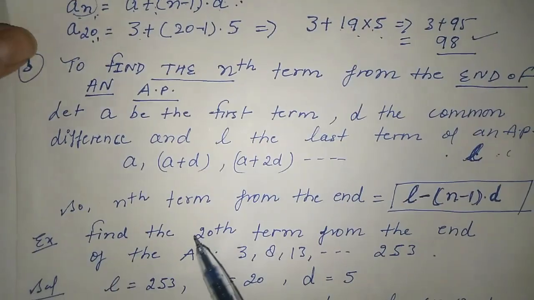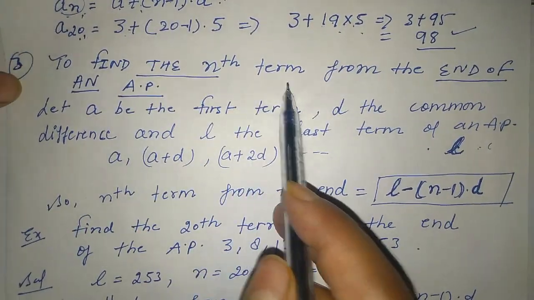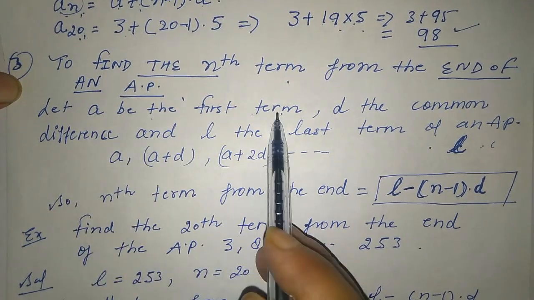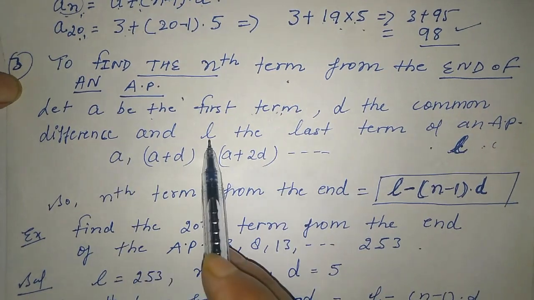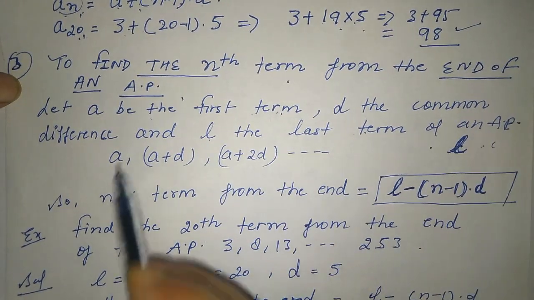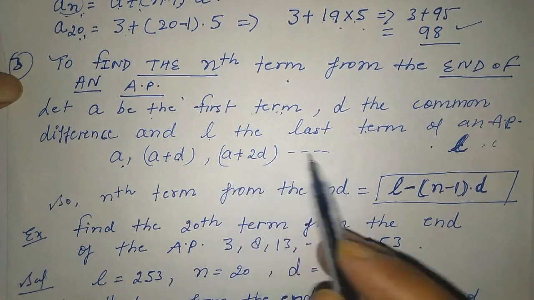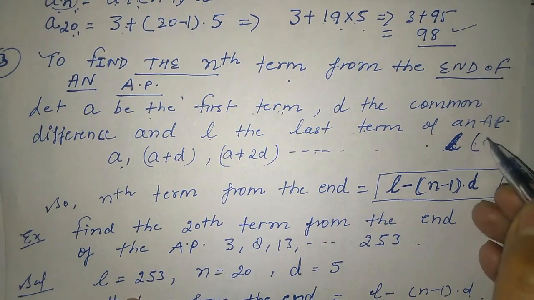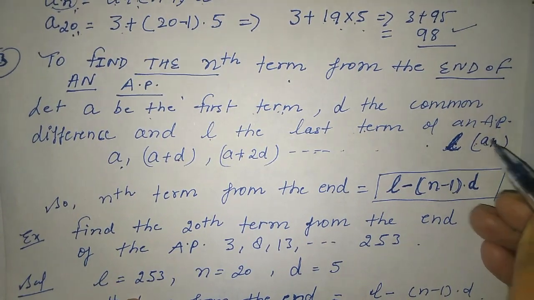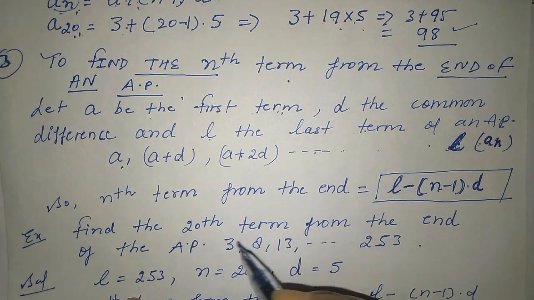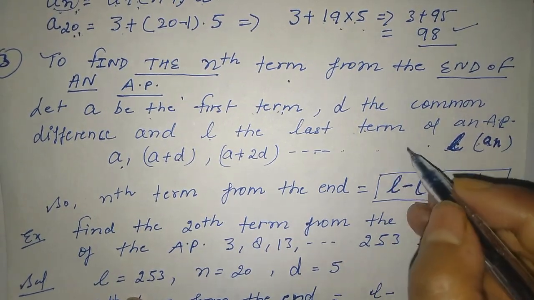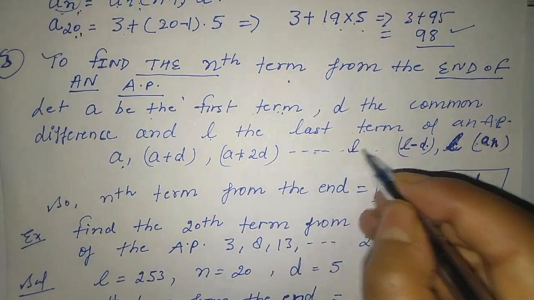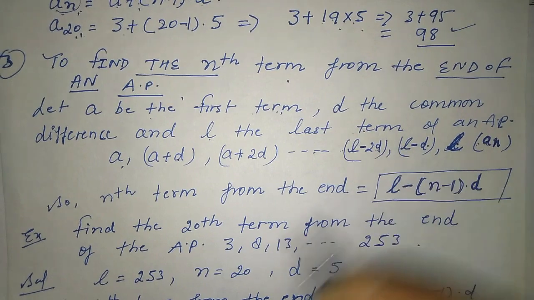One more formula we are getting, to find the nth term from the end of an AP. Suppose let a be the first term, d the common difference, and l the last term of an AP. So this is a, a plus d, a plus 2d and so on till n. The last term we can also write as an. So what will be the second last term? The second last term will be l minus d, and the third last term will be l minus 2d, like this.